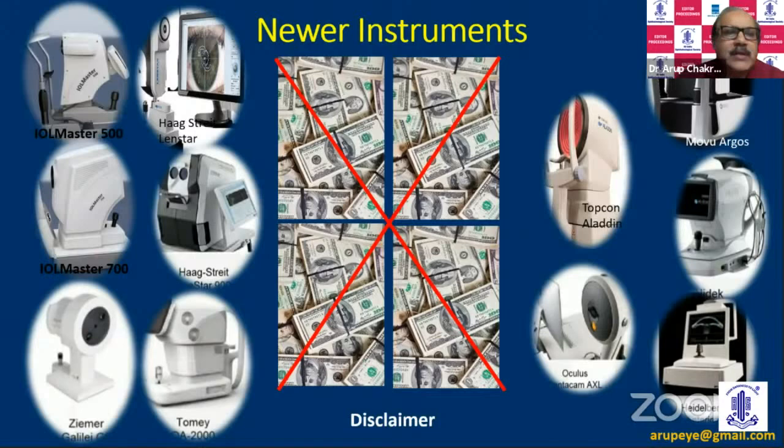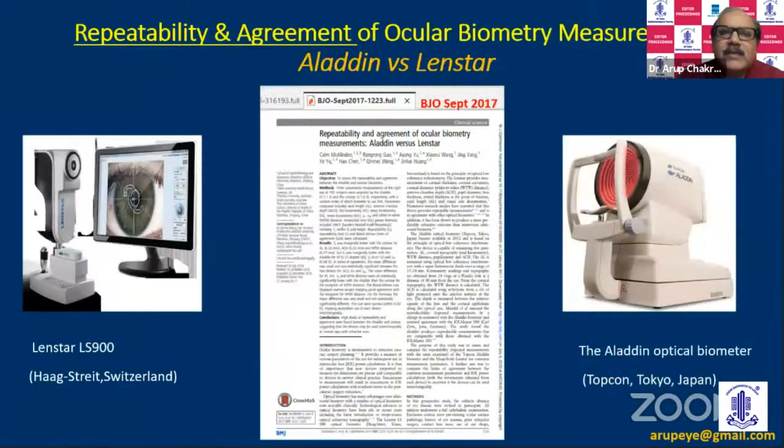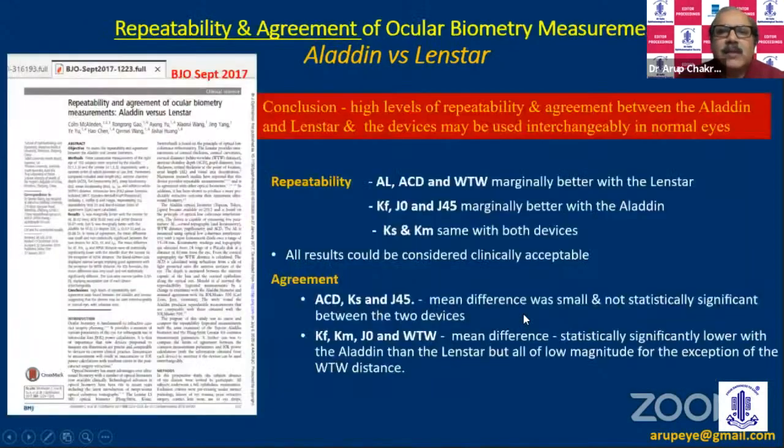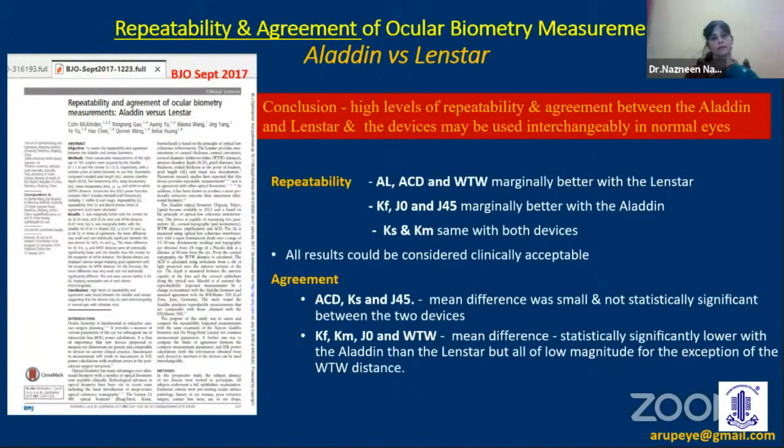In 1999, we had the first optical biometer coming in, IOL Master 500. Then there was a series of similar standard optical biometers that came in. So the question arises, is there any one particular type of biometer superior to the rest of the standard optical biometers? There are multiple publications in the literature, but what caught my attention was the one published in BJO, which compared the Aladdin and the Lenstar and found out that there was a high level of repeatability and agreement between these two devices.